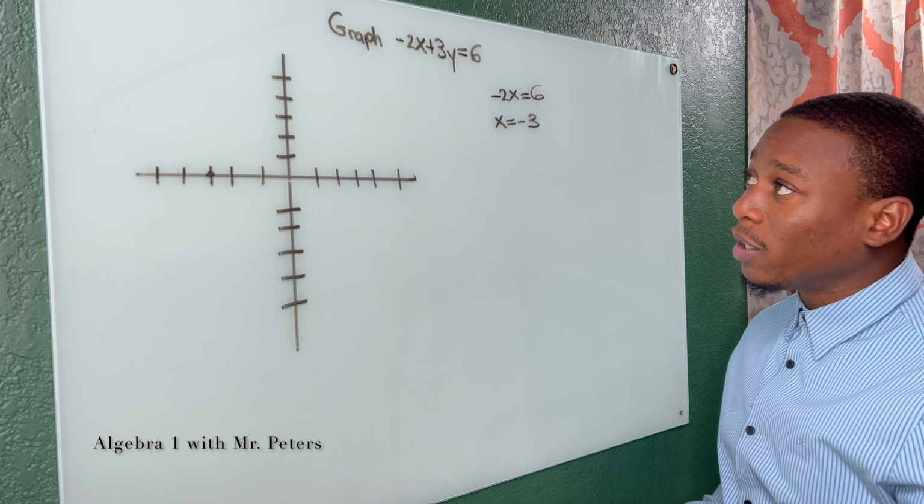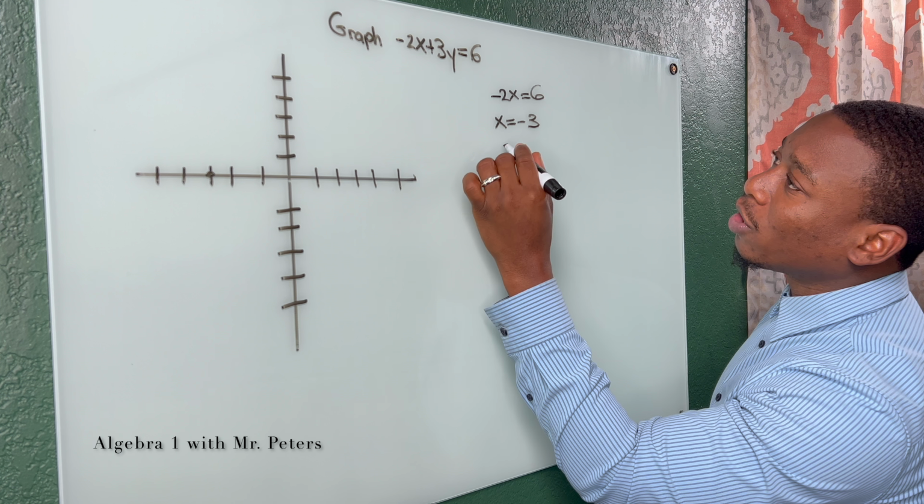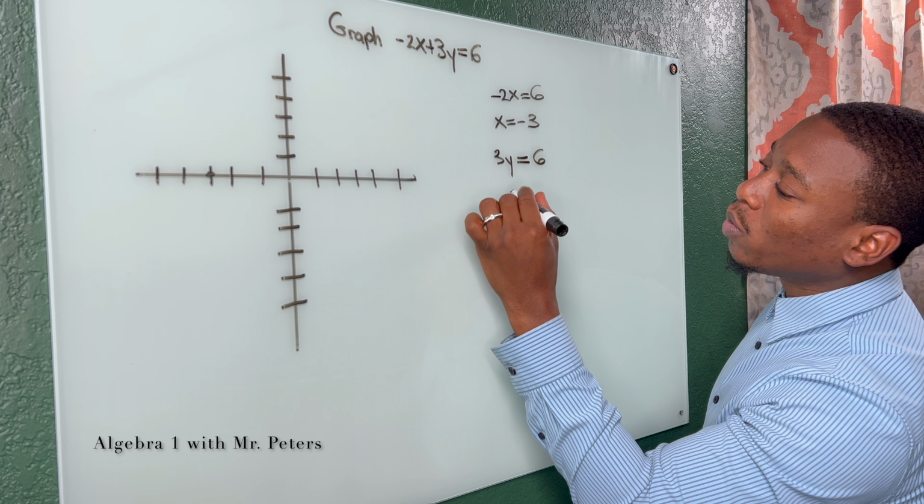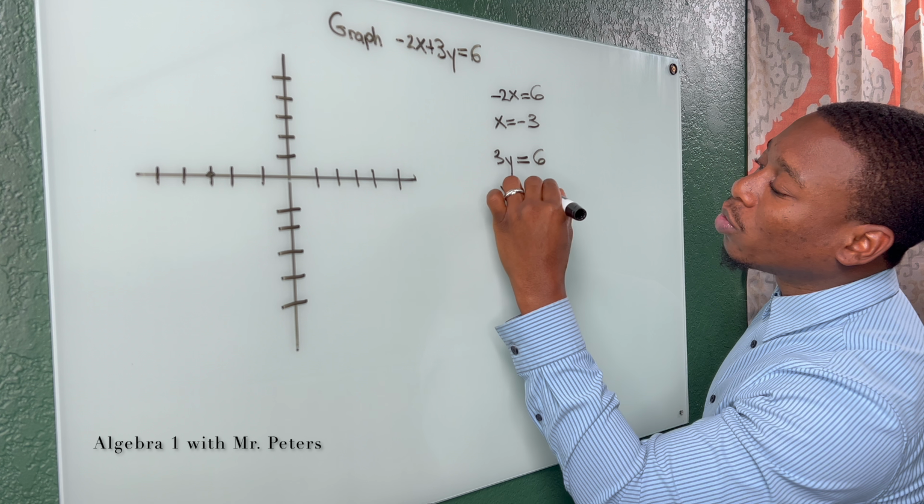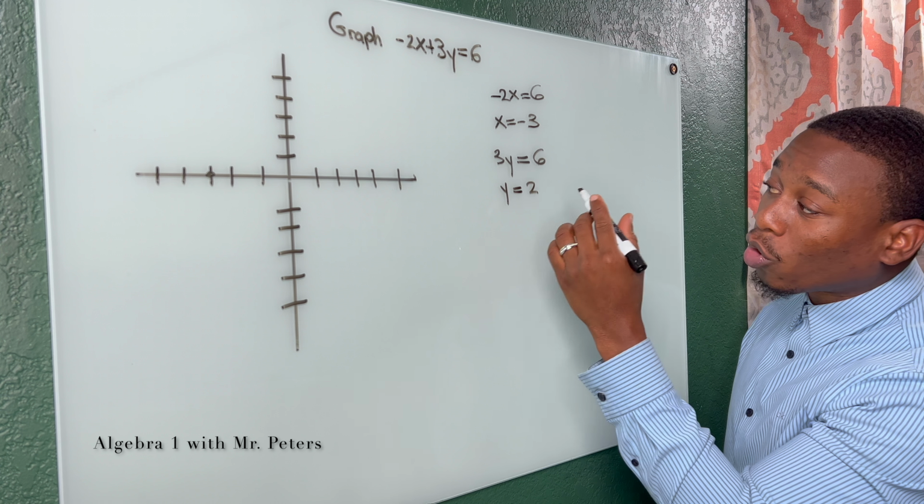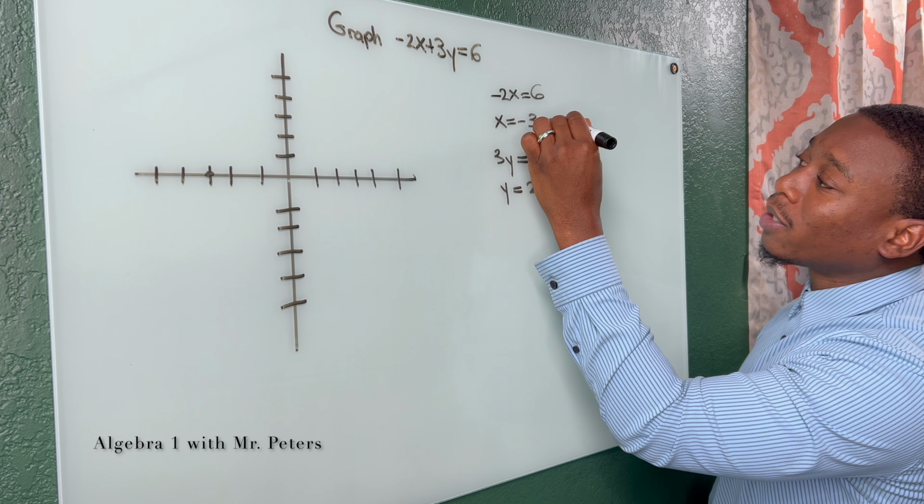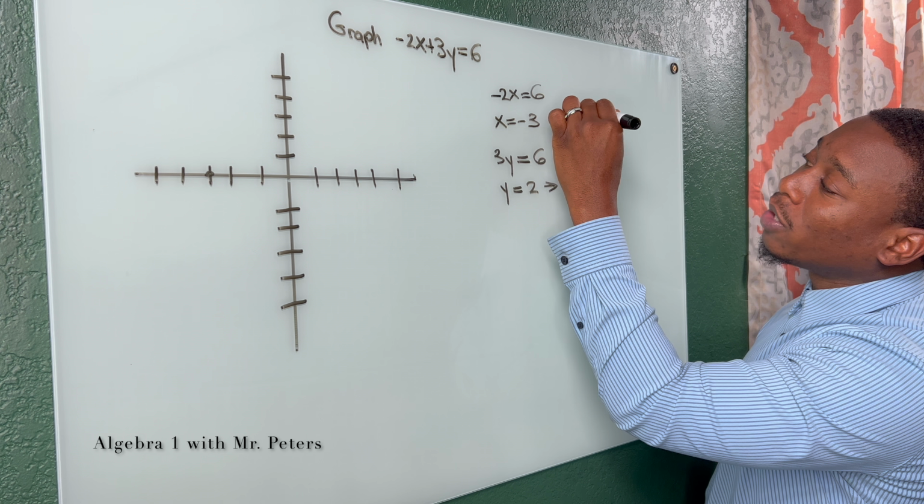Then we go back, repeat the same thing for the y. So now x is 0. All we have left is 3y is equal to 6. Once we divide, we get y is equal to 2. And just remember, these are ordered pairs. So this is 0, 2. And like I said, this is -3, 0.